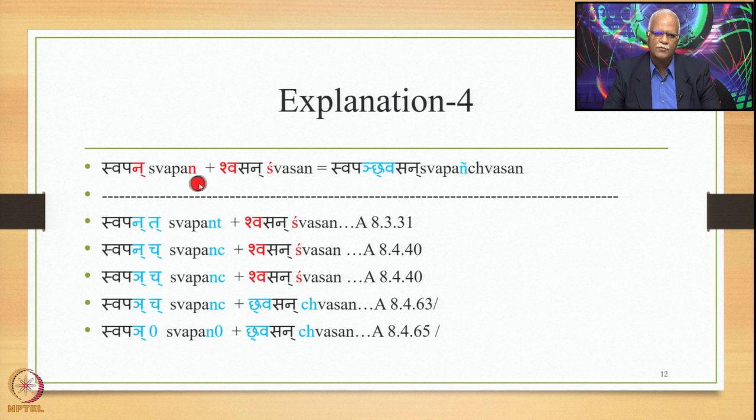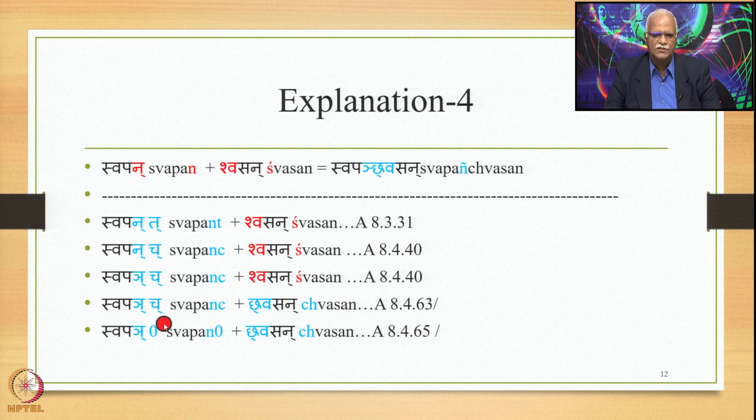So first we have svapan plus shvasan. Now 8.3.31 applies and adds ta over here. So we have svapan ta shvasan. Then because of sha, this ta is substituted by cha by the application of 8.4.40 stoh ścunā ścuḥ. Then because of this cha, this na would be substituted by ña, svapañ cha and shvasan, because of 8.4.40 once again, stoh ścunā ścuḥ.